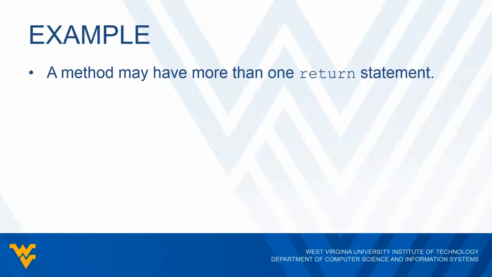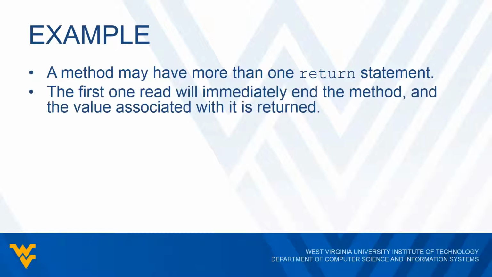Now, it is possible for a method to have more than one return statement. This is allowed. You have to have at least one, but you can have more than one. And the first one that's read will immediately end the method. And whatever value is part of that expression is what gets returned to whatever method called it.